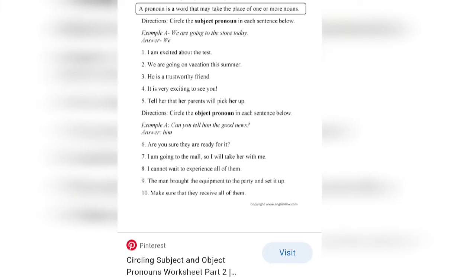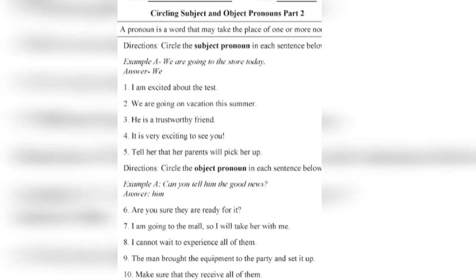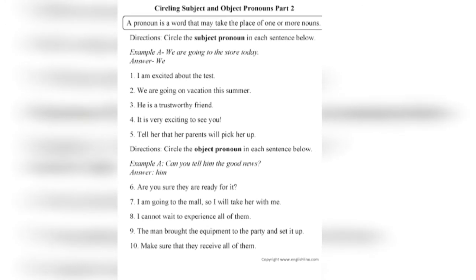We have one more exercise to go. Only the first exercise we will do in this. The second is not for you right now, okay? Only the first one we will do. What we have to do here is circle the subject pronoun in each sentence below. For example, we are going to the store today. Here, we is the pronoun, so we have to circle it. Okay, we have to circle we.